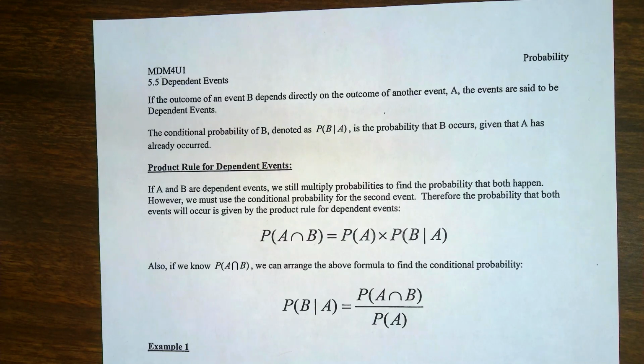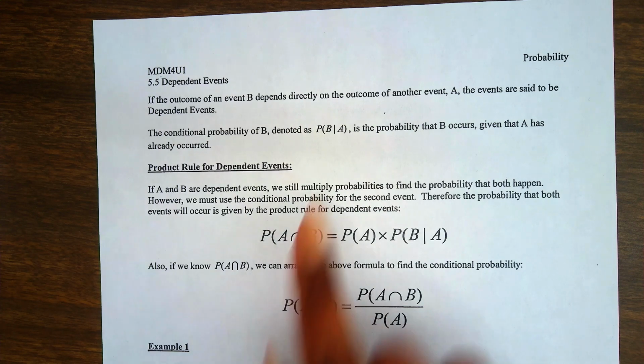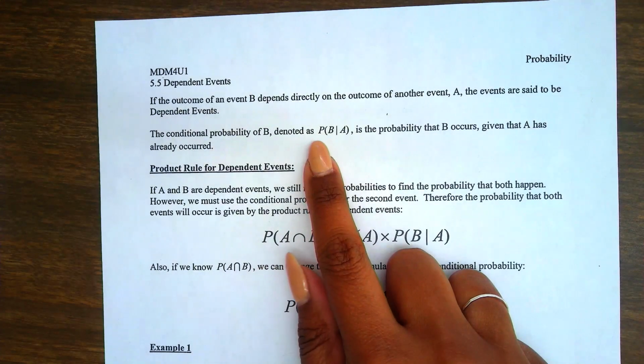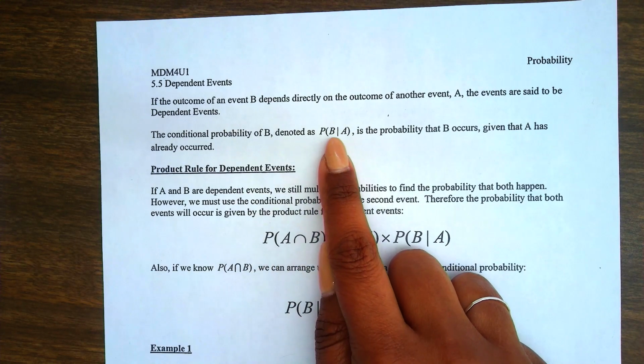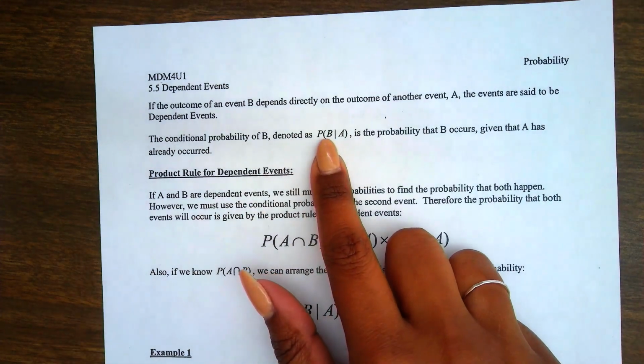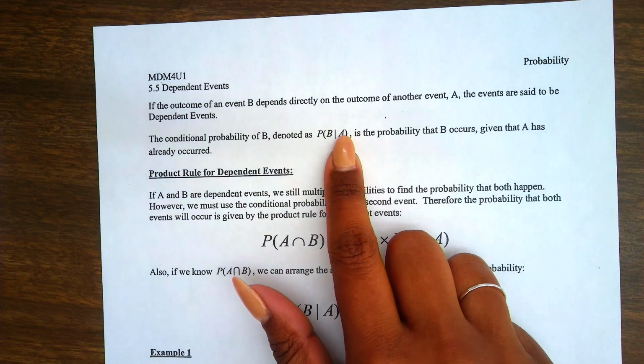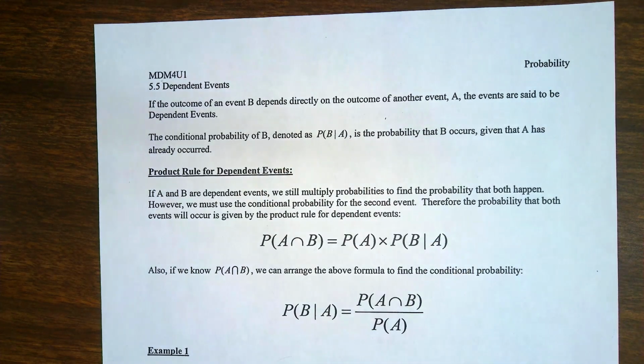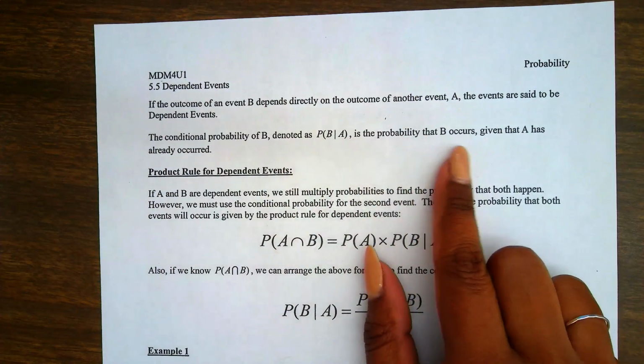couple of examples. So it says, if the outcome of an event B depends directly on the outcome of another event A, the events are said to be dependent events. The conditional probability, that's what we call it. So the second event that depends on the first is called the conditional probability of B, is denoted as P, so the probability of B given A. So that line means given. So the probability that event B will happen given that event A has already happened. And that is the probability that B occurs given that A has already occurred.